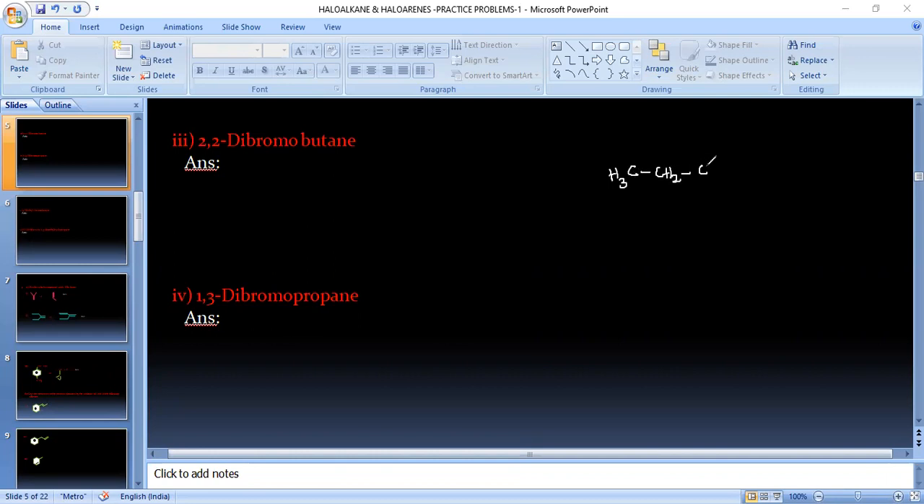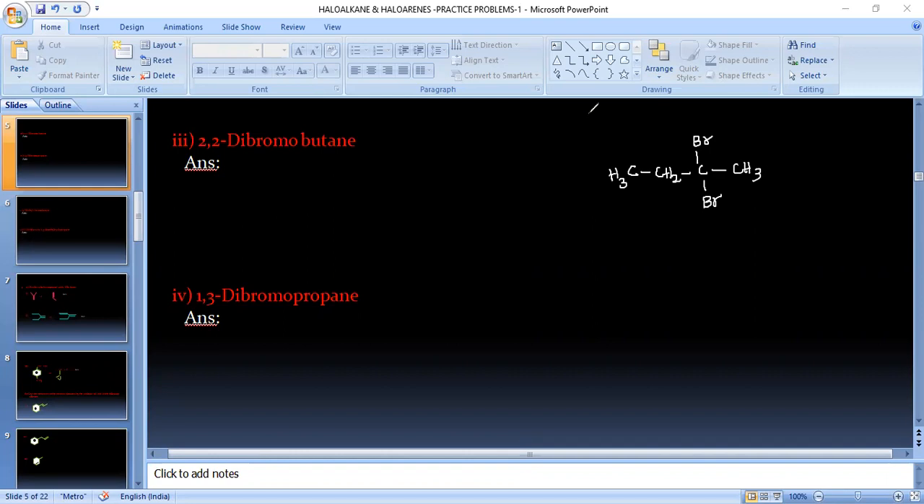CH2, C. Here is the one bromine. Here it is the one bromine. CH3. 1, 2, 3, 4. Okay, chalo.